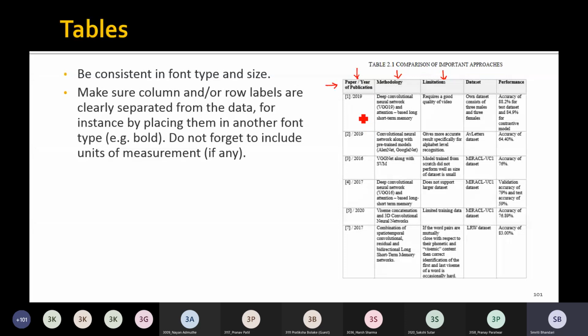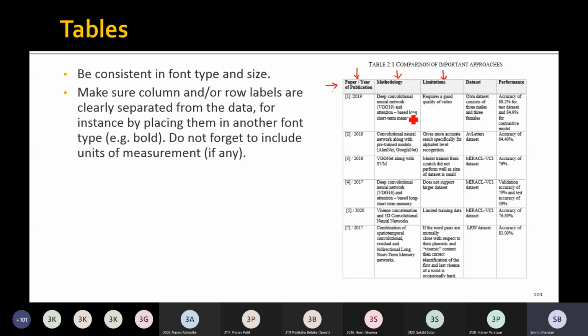Okay, so usually whichever are the labels, those we are designating for the column, or sometimes we may provide the label to the row. So these row labels or the column labels need to be clearly separated from the data. So this is the data that we have in our table. There should be some distinction between the data that we are providing and the label that we have for that particular column or row.